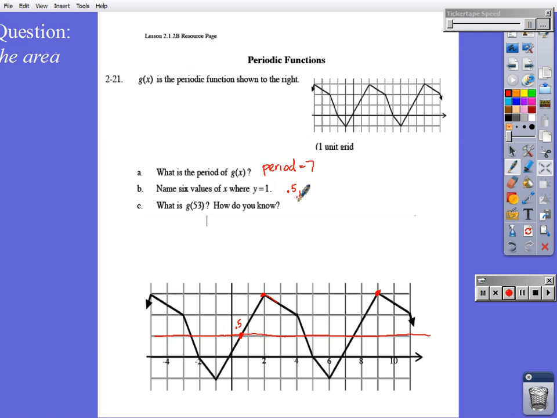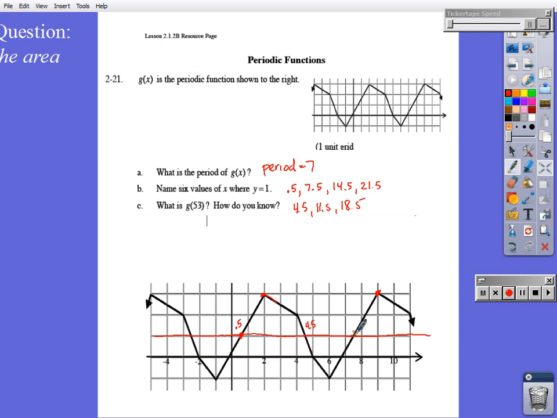Now, I could add 7 to that and get the rest of the values I need, because that's how periodicity works. It just keeps adding that period. Or I could come over here and determine this one, which is halfway between 4 and 5, so that's 4.5. So I could use 4.5 and just keep adding 7 to that: 11.5, 18.5. But you'll notice there's not a common difference between the two groups, because they're not equidistant apart. From this point to this point is different from this point back to this point. So you do have to be a little bit careful there.